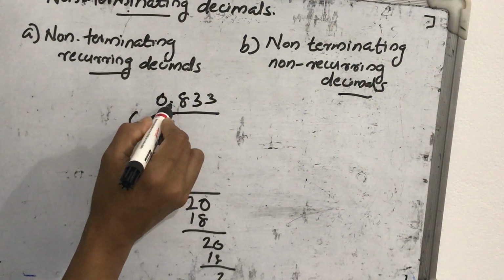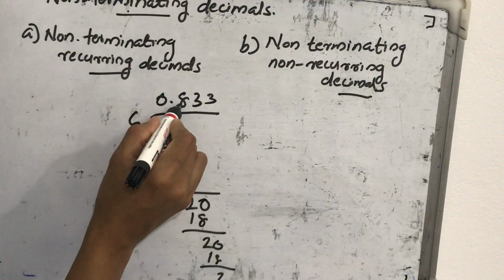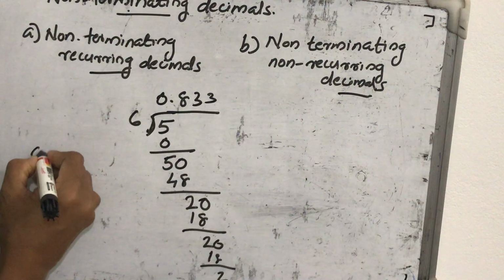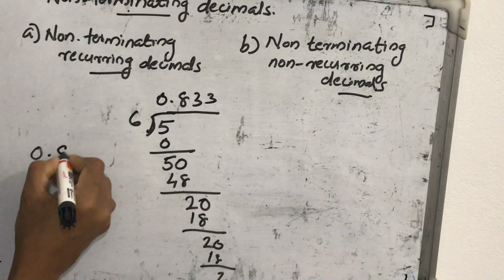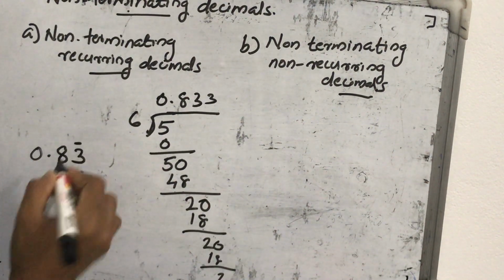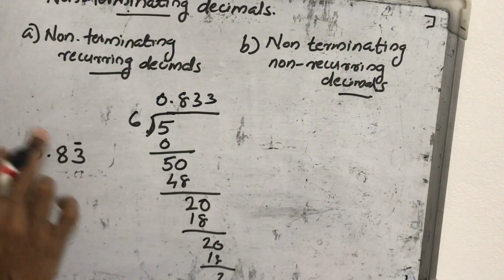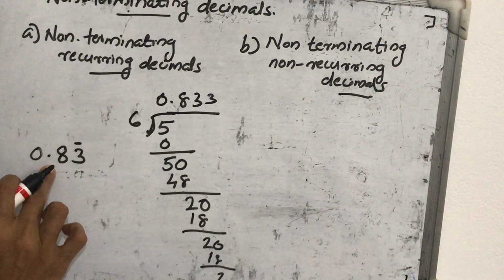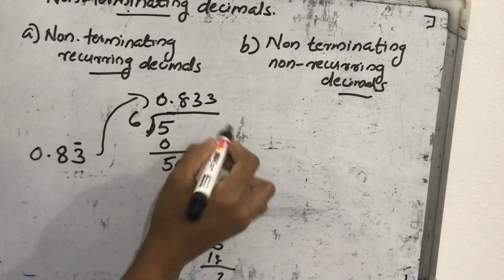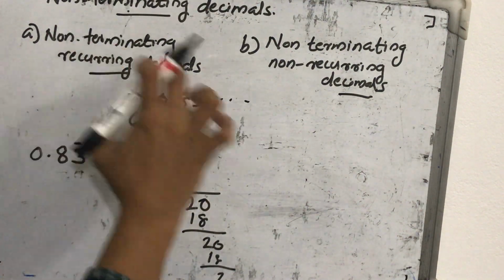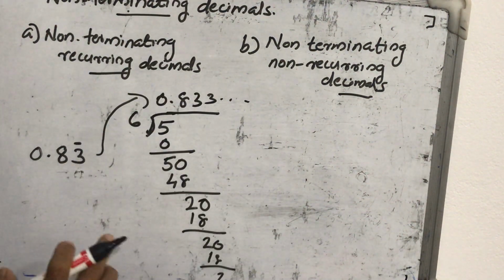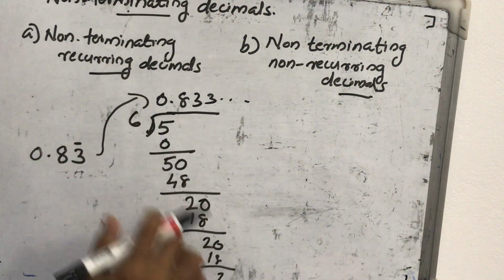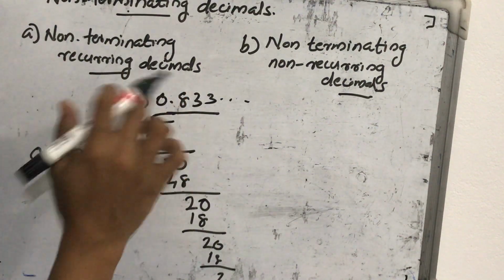Here, before that 3, one digit 8 came. That's no problem. Anyway, one digit 3 is repeating. So we can represent this as 0.83 and then put the bar above the 3. What does this mean? In this case, the digit 3 is repeating. So this will be 0.8333. So if any digit is repeating after the decimal point, such decimals are called non-terminating recurring decimals.